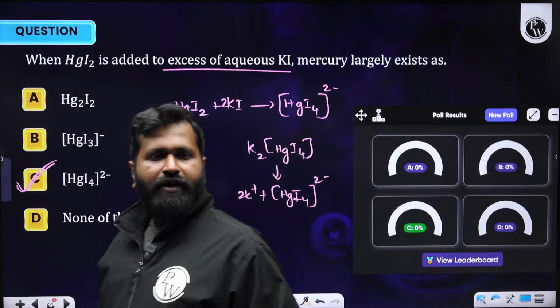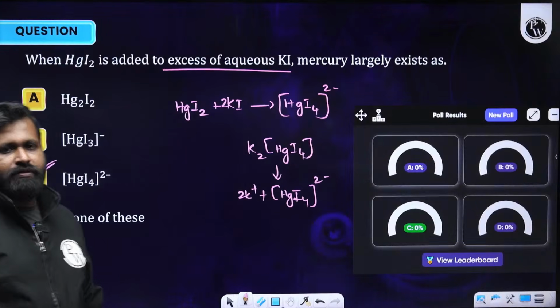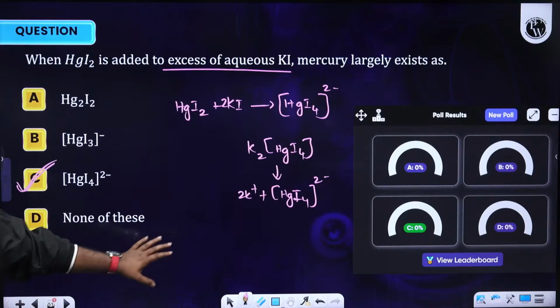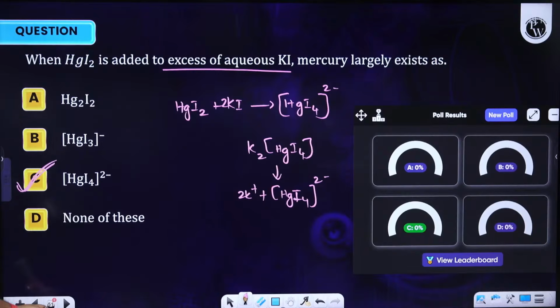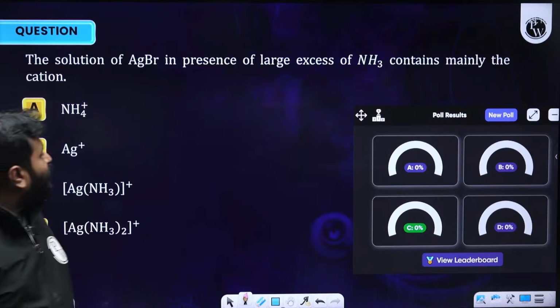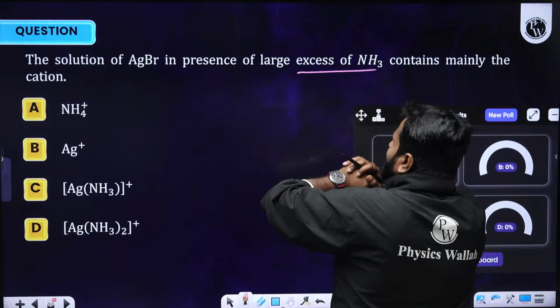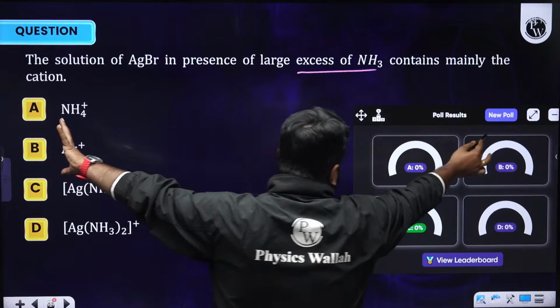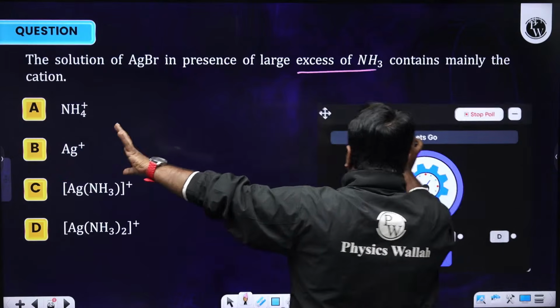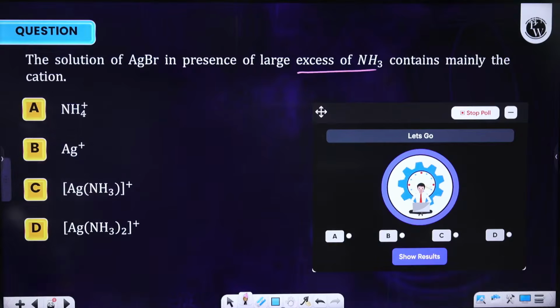Done? Everybody getting the point? It's clear? No doubts, right? Fine. Next question. A solution of AgBr in the presence of a large excess of NH3, ammonia, contains mainly which cation?